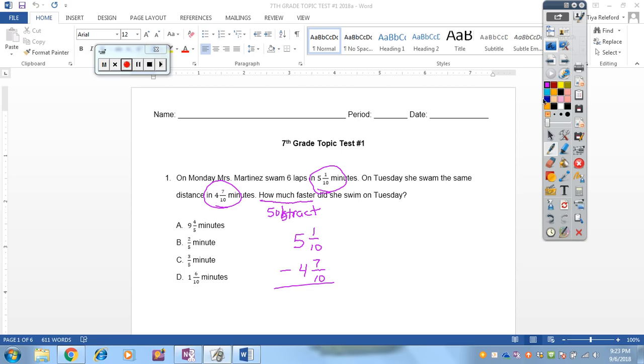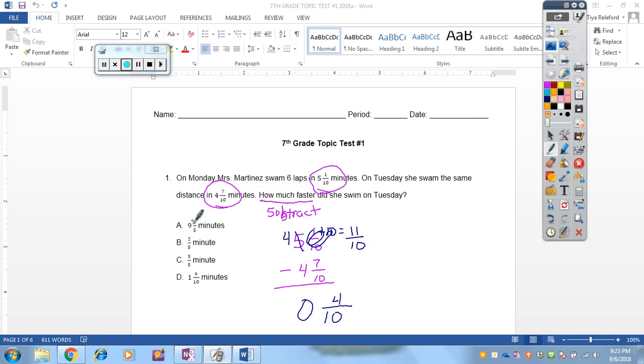Now we can subtract. Our denominator stays the same. 1 minus 7, can I do it? No, so I have to borrow from the 5. And up here, I have to add 10. So 1 plus 10 is 11. And the denominator stays the same. So now I have 11 minus 7, which gives me 4, and 4 minus 4, which gives me 0.